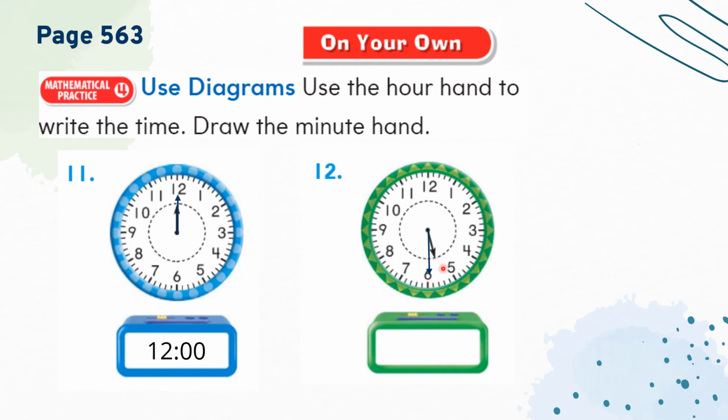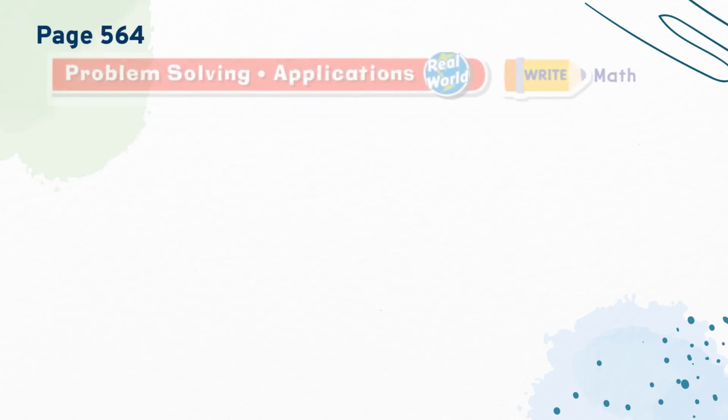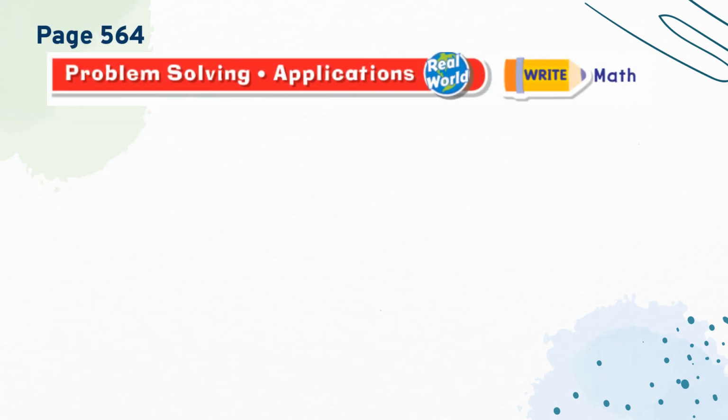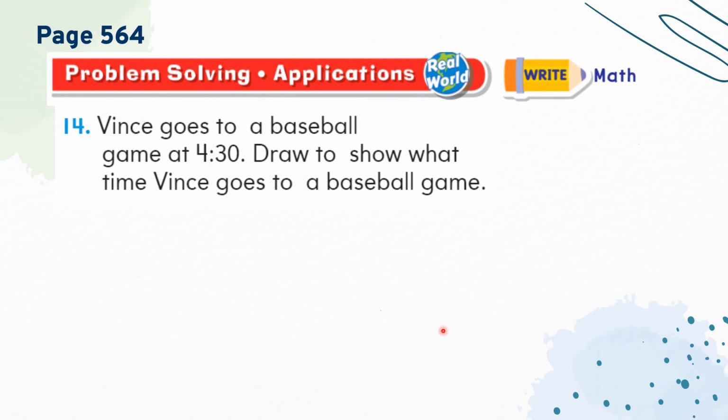So this time on the clock here is 5:30. It's been 5 o'clock already and the minute hand has moved 30 minutes past 5 o'clock. So we write 5, which is the hour, for the hour hand, and 30 here for the minute hand. So it's 5:30.